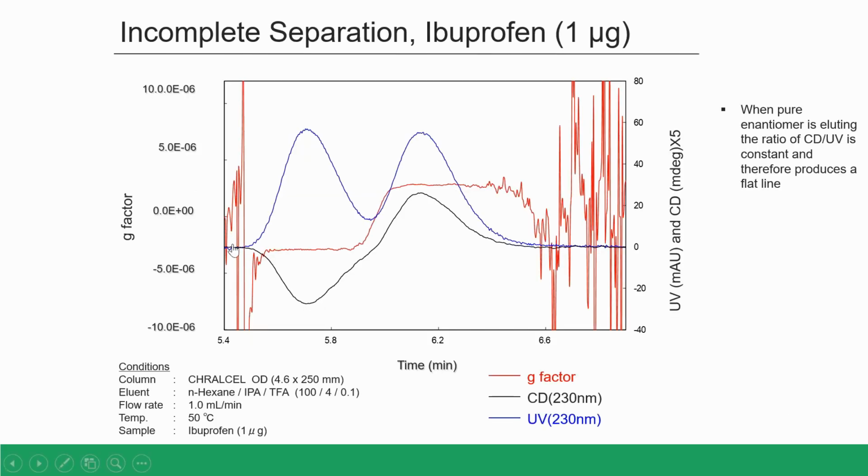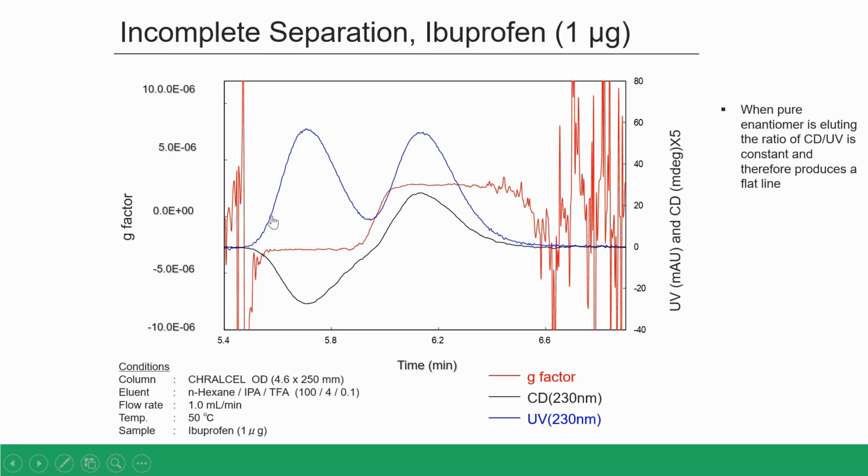So what you see here is the blue trace. This is an incomplete separation of ibuprofen. The blue trace represents the UV trace. The black trace represents the CD trace. And the red trace represents the G factor.